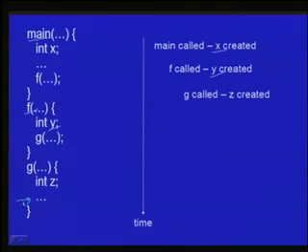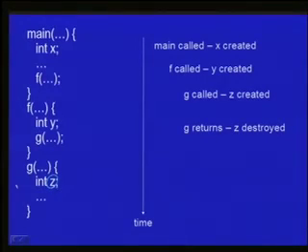So when finally g returns, at that point in time, the variable z gets destroyed. This is because the function g is finished, it is no longer active, and so the variable z is destroyed, it doesn't exist. So the lifetime of the variable z is this period during which the variable z existed.